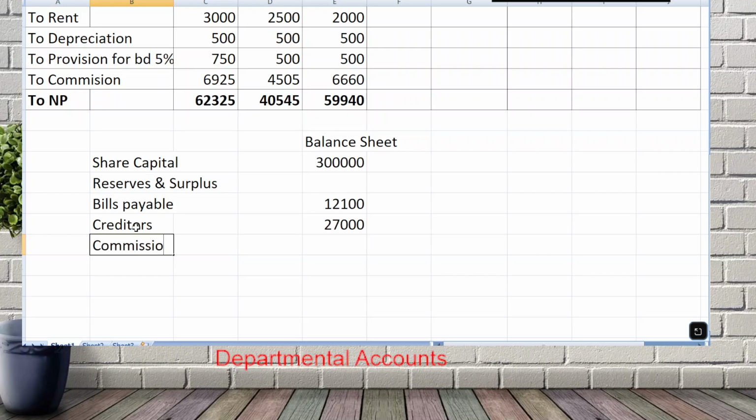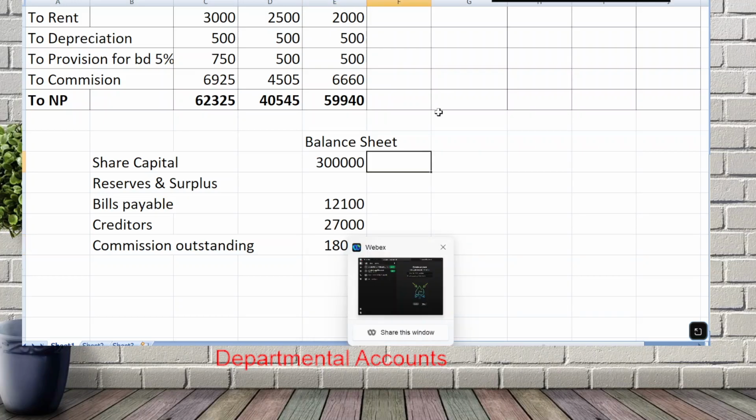Commission outstanding. The manager's commission put only here. Manager's commission, it is just calculated now, it is not paid. It is calculated while preparing the final accounts, it is not paid. Manager's commission outstanding will come.